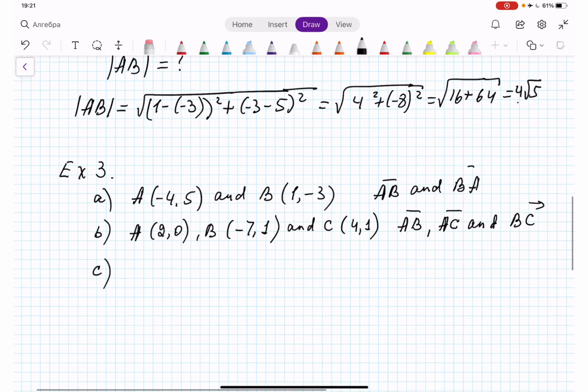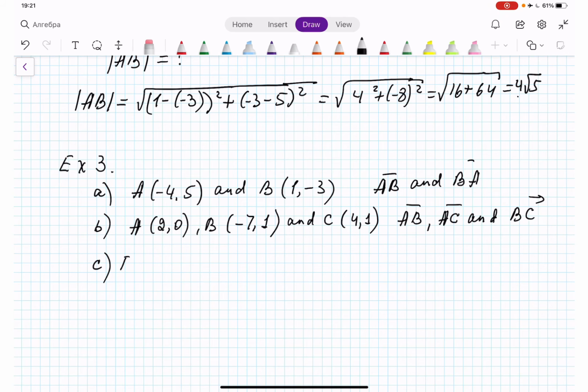In case C, we have point F with coordinates negative 2, negative 1, and 0. This is in 3D, in space. And we have point E with coordinates 0, negative 1, negative 2. So we need to find vectors FE and EF.